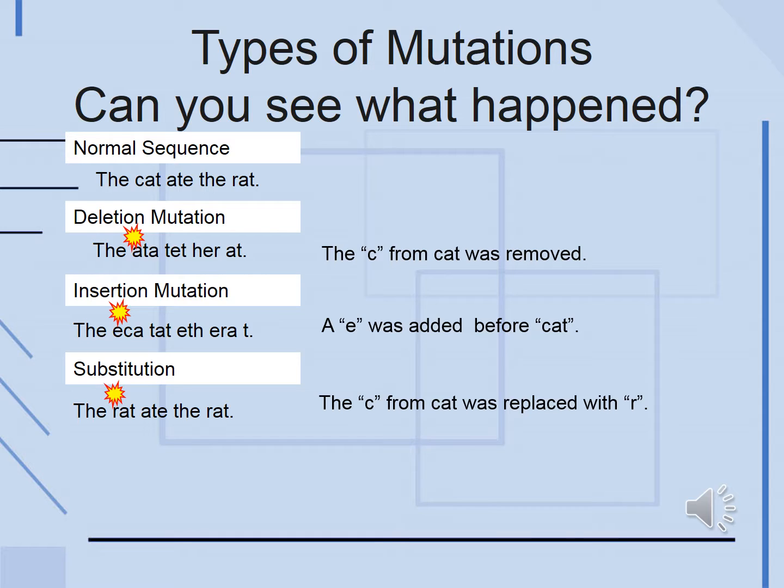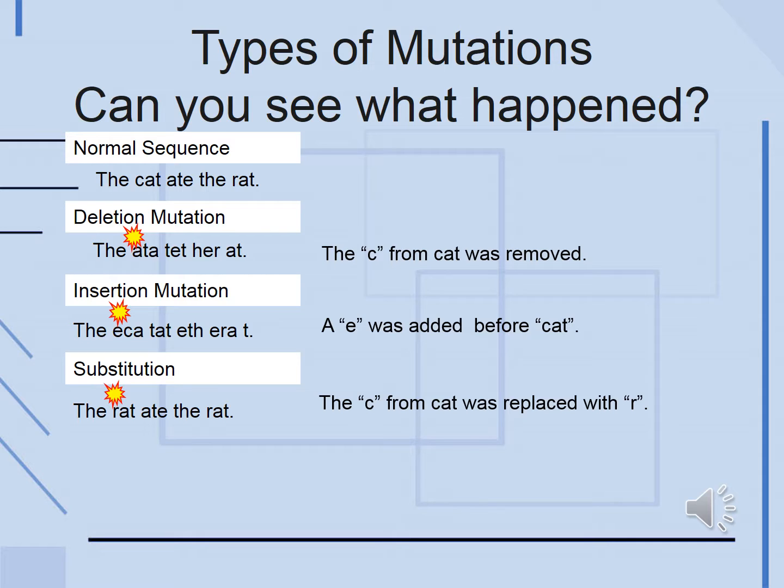Okay, great. So here we've got the example of the deletion. Here we're deleting the C from cat. So now we still have to read in three letters at a time. So we've got the atta, tet, her, at. So we now have something that doesn't mean much. All of a sudden we delete just one letter and we have to keep reading in three. You can see the shifting because there's one less. All of the other letters shifted over, but they're still in triplets, except the last one, where you've got an overhanging AT that would create nothing. So here you've got an example of a deletion.